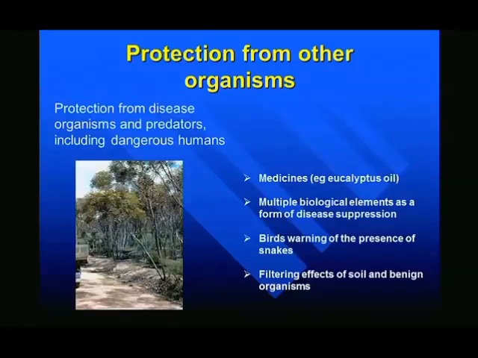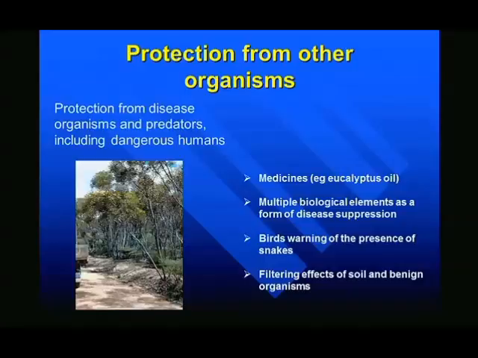Protection from other organisms, protection from disease organisms and predators, including dangerous humans. The mallees that you see before you are probably not the right sort, but if you could turn them into spears or a nulla, that's an example of biological elements truly being a resource for protection from other humans. More commonly, it would probably be the leaves. I'm actually quite amazed at the number of times that eucalyptus oil or melaleuca oil is used as a medicine. And there'd be other examples of medicines coming out of our natural biological elements.